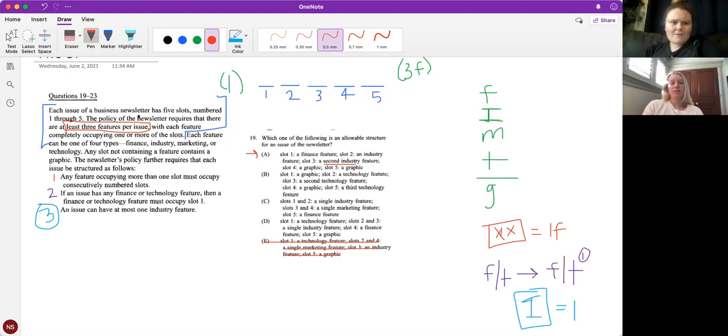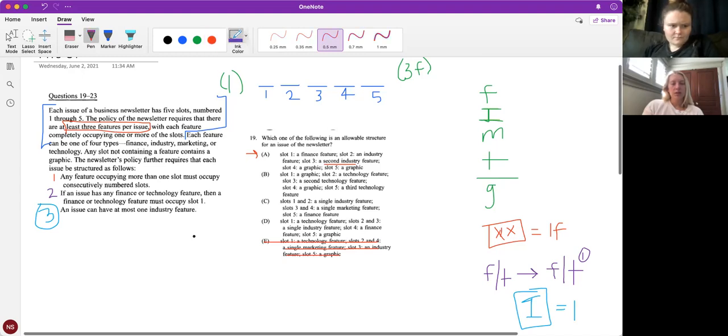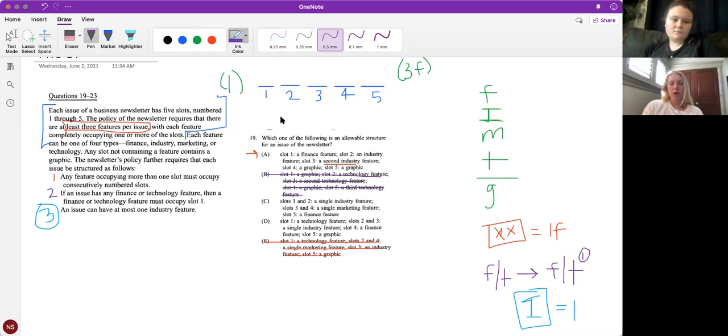And then what about rule number 2? You can cross off B. Excellent. And that's it for that rule. Industry. Yep. All right. And what about 3? Oh, wait, you can cross off C. A single industry. His finance is slot 5. Technology. Excellent.